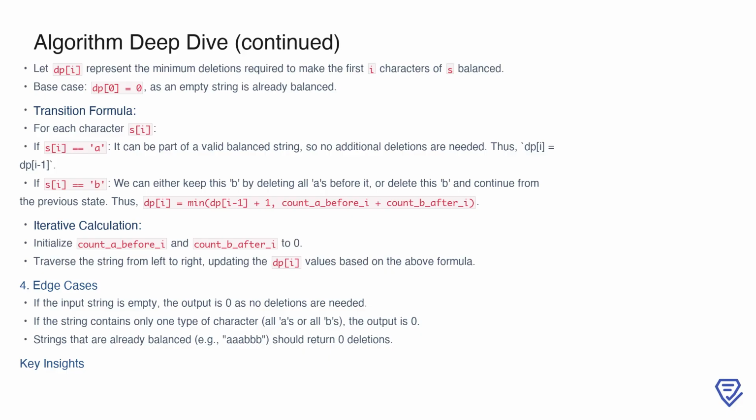This gives us the transition formula, dp[i] equals min(dp[i-1] + 1, count_A_before_i), where count_A_before_i and count_B_after_i help track how many A's or B's would need to be deleted. To compute this iteratively, we initialize these counters and update them as we move through the string. Edge cases include an empty string, which requires 0 deletions, a string with only one character type, which is already balanced, and strings like ABAB, which also require no deletions.